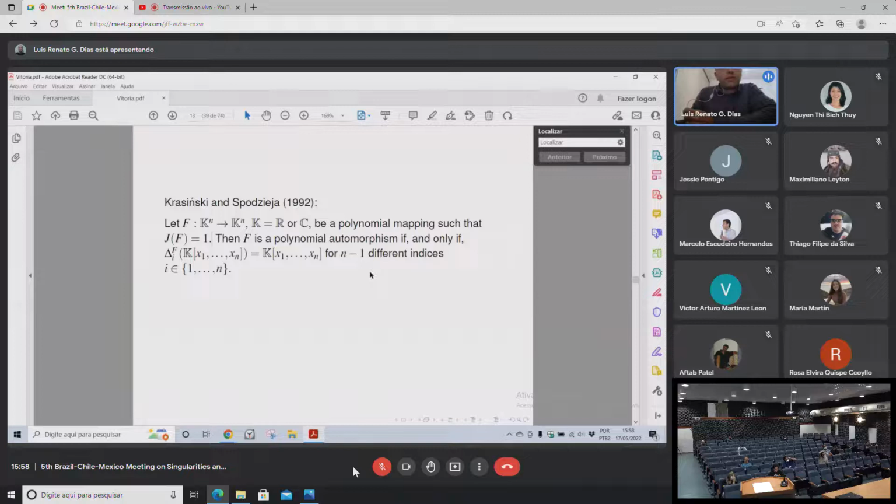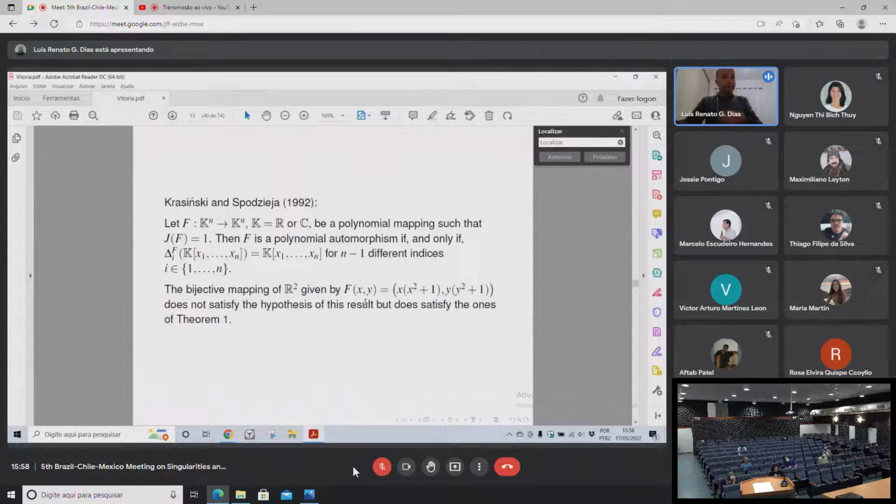We remark that the bijective mapping f(x,y) equal to (x squared plus one, y squared plus one) does not satisfy the hypothesis of this theorem because the determinant of the Jacobian matrix is not equal to one. But this example satisfies the condition of our theorem 1.